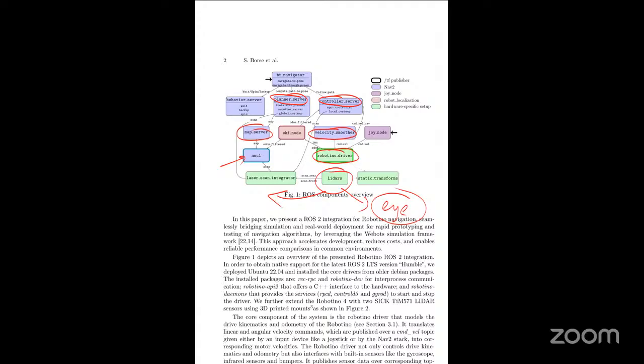Then we have another one called the joy node. Joy node means using a joystick. If we use a joystick to operate the robot, that means manual mode, we can use this joy node. It will be connected to the Robotino driver. Then static transform: the robot will store all the positions of the sensors. For example, base link, laser, camera, IMU, the distance and rotation, all the data will be stored as TF.